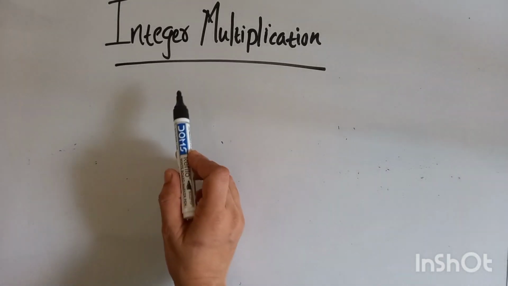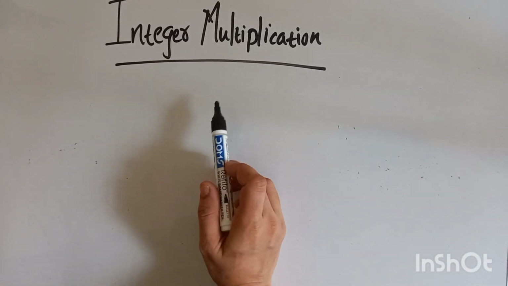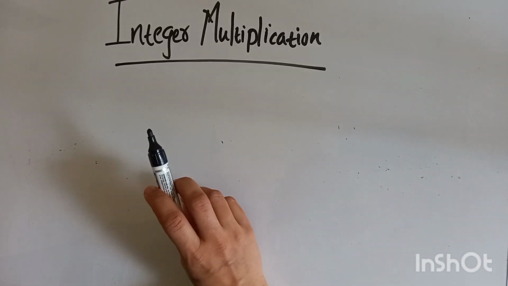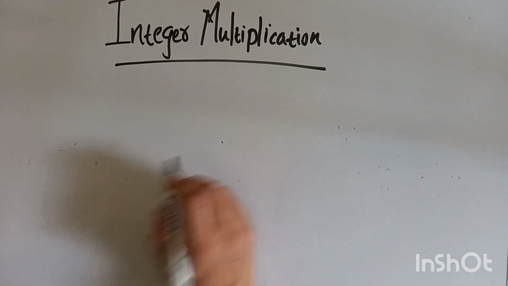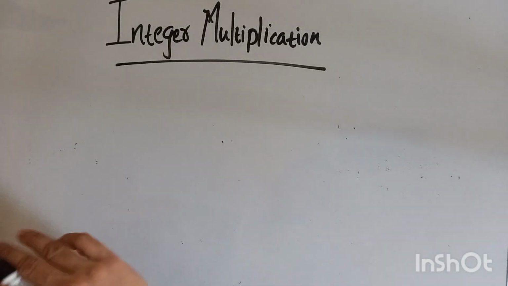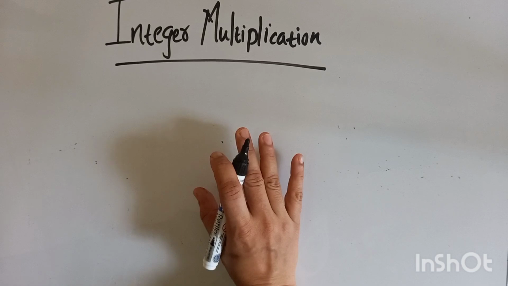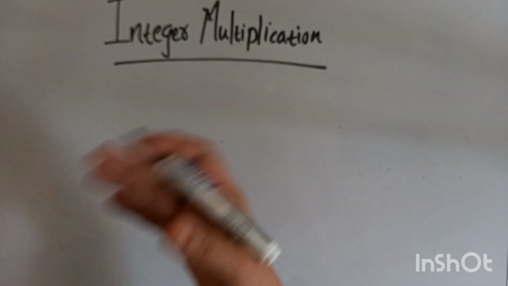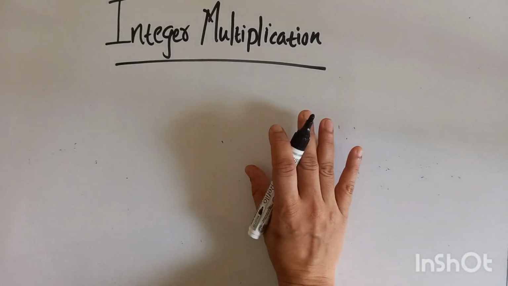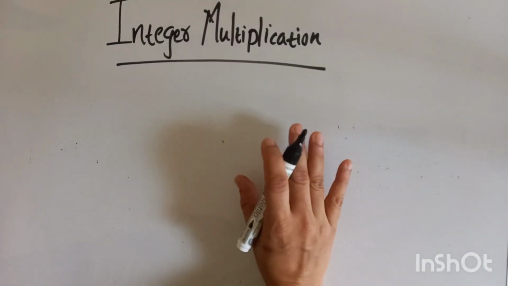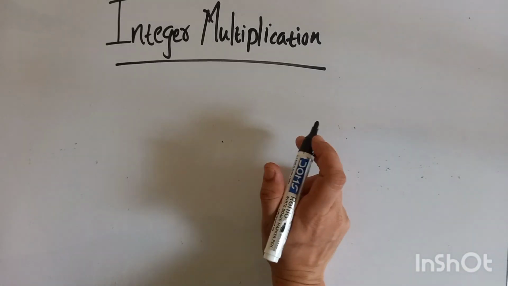And today I'm going to teach integer multiplication. Already we have discussed integer addition and integer subtraction. So now we are going to study integer multiplication. Integer multiplication is very simple, like addition itself, and even more simple compared to addition. You just have to keep in mind 2 points while doing integer multiplication.